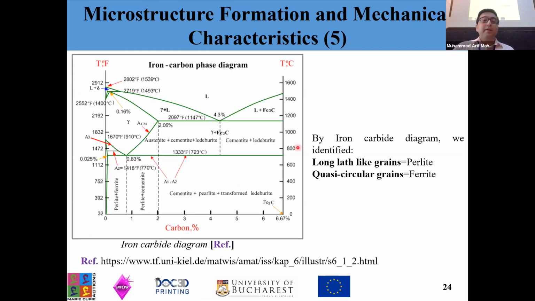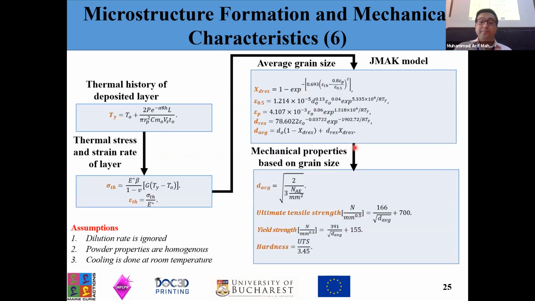Then this is a typical iron carbide diagram, and we used it to identify what type of phases we have in our microstructure. After comparison, we identified the pearlite and the ferrite, which were developed during the laser melting deposition of AISI 304 stainless steel.